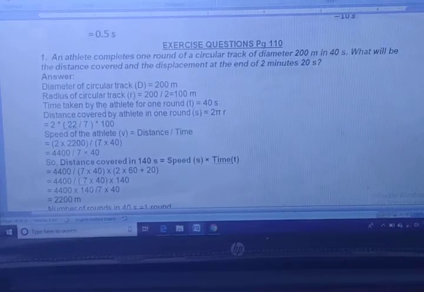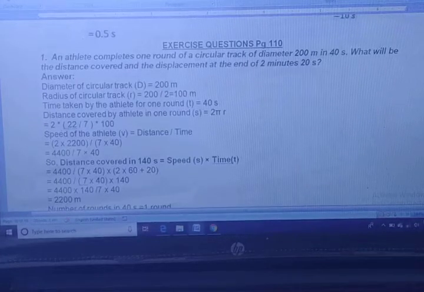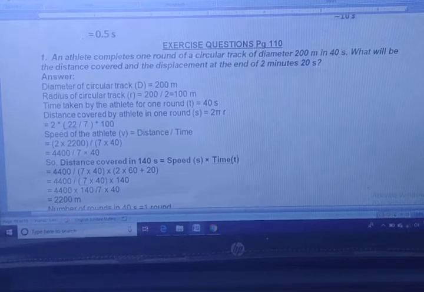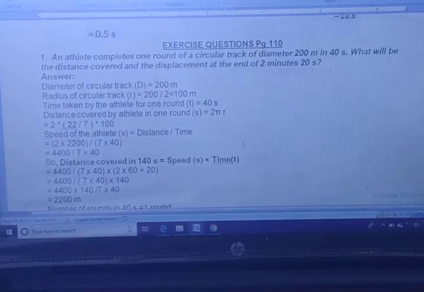This question I have already described about the athlete. An athlete completes one round in a circular track with a diameter of 200 meters in 40 seconds. What will be the distance covered and the displacement at the end of 2 minutes 20 seconds? So here the diameter of the circular path is 200 meters. The radius of the circular track is 200 by 2, which is equal to 100 meters. The time taken by the athlete to complete one round is 40 seconds.